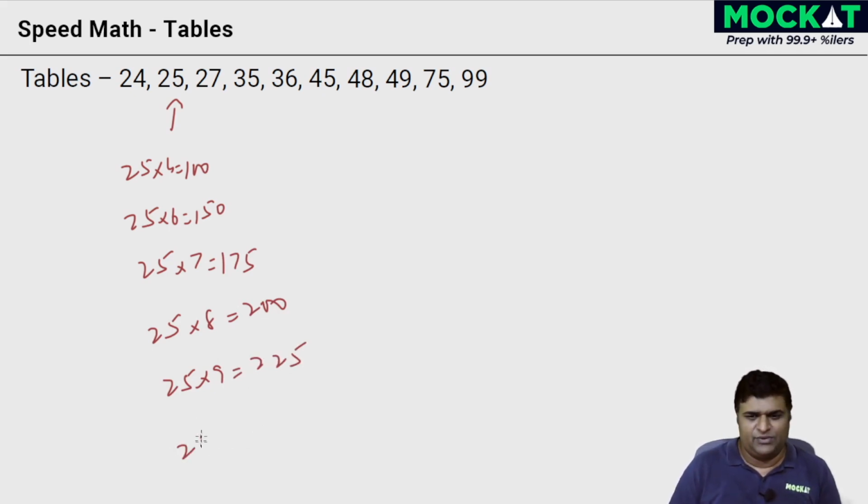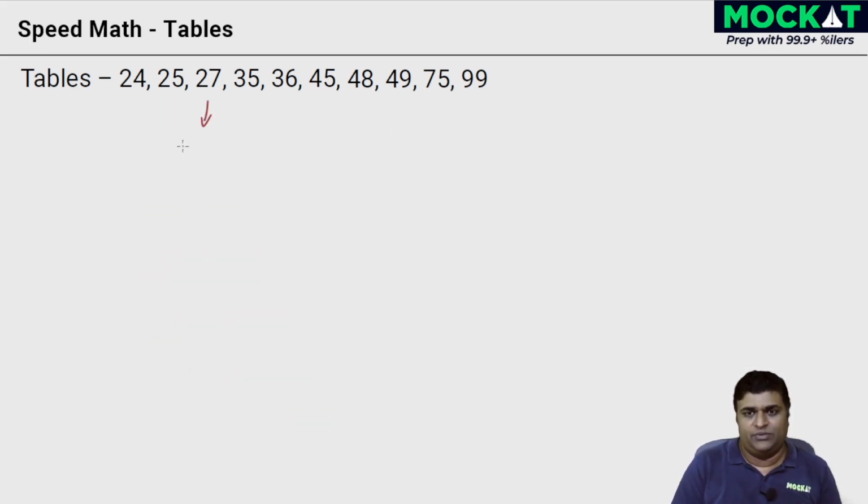25 tens everybody knows, and 25 elevens is 275. And 25 into 12 comes up quite often, 300. 300 by 12 is 25. Think about those.